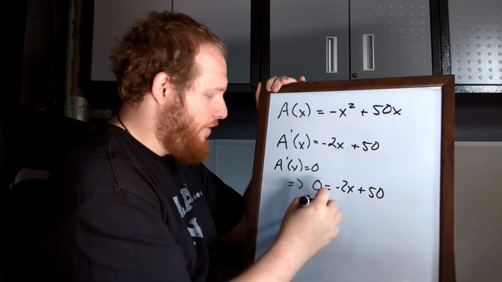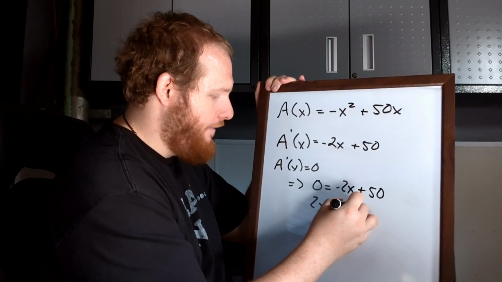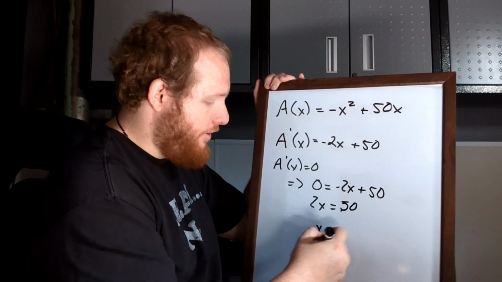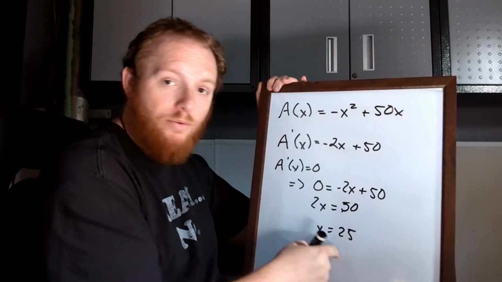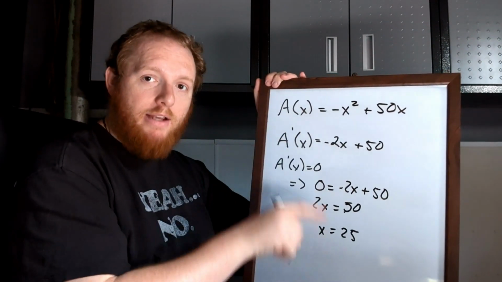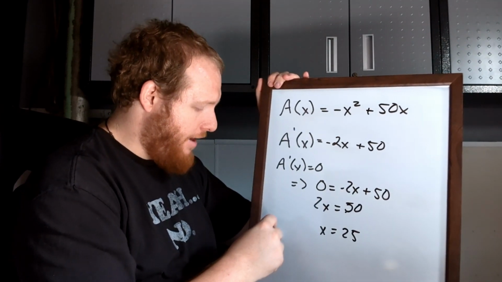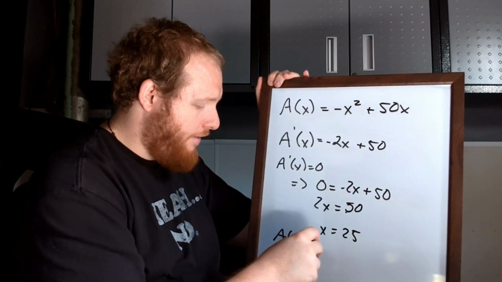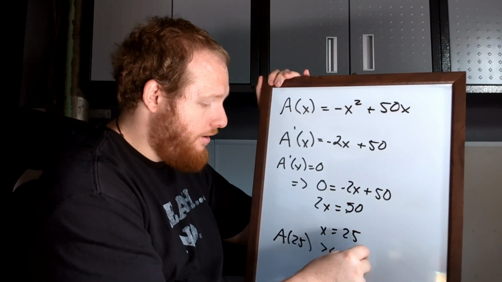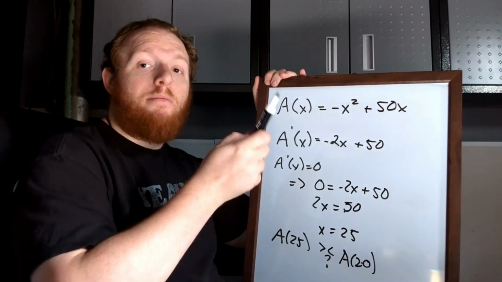Well, let's add a 2x to both sides. So that'll cancel out this negative 2x, leaving just a 50. And that means that the min or max occurs at x equals 25. So now this actually proves that a min or max occurs at that x equals 25 value. So now checking and comparing A of 25 versus A of 20 would then be a way to show that the A of 25 is a maximum value, not a minimum.